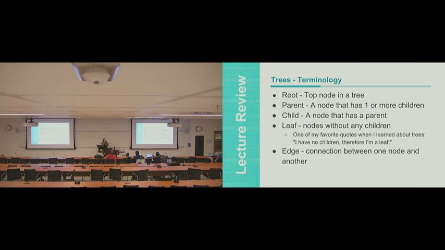Root, the top node in a tree. Parent, a node that has one or more children. A child, which is a node that has a parent. So it's kind of a pain, the circular definition there. But basically, if it has children, then it's a parent. And if it has a parent, then it's a child. And then leaf, a node without any children.